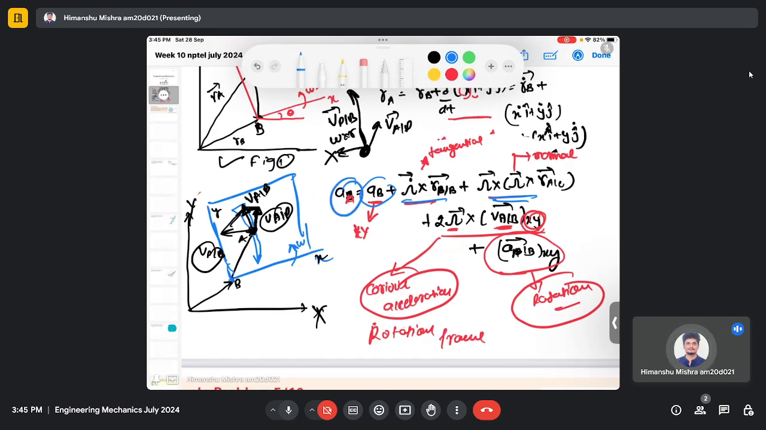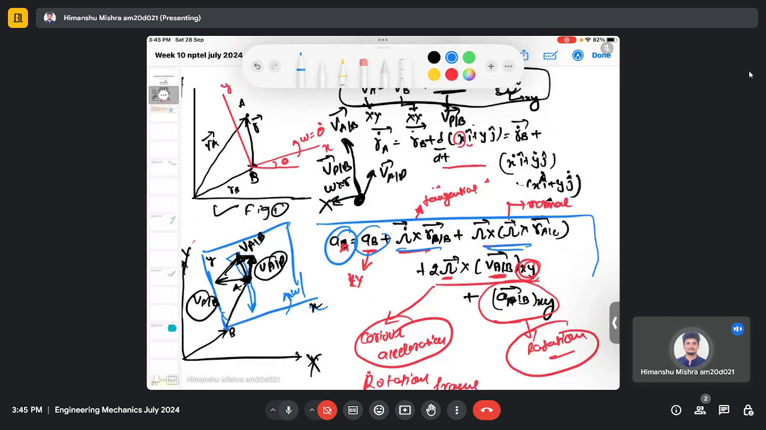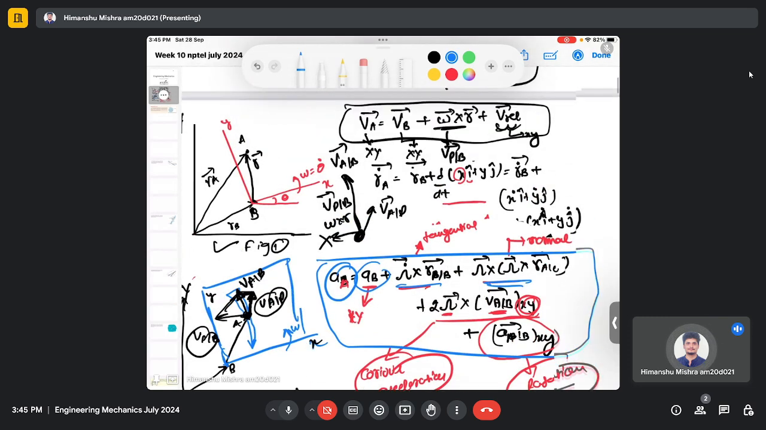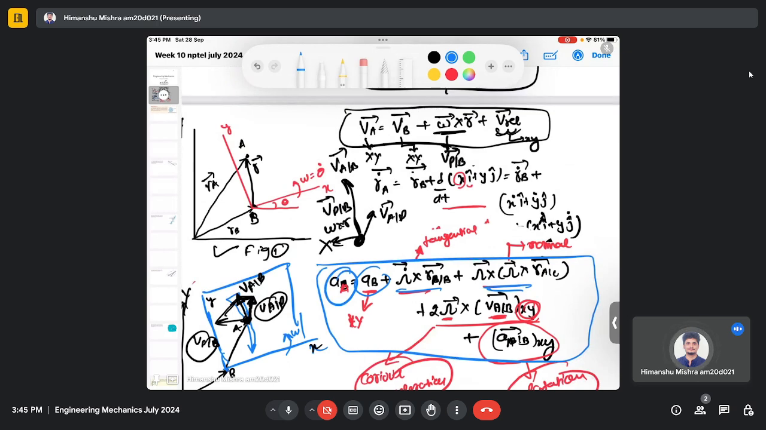So we are going to use these two expressions here to find the velocity and acceleration of a given point, or to find the relative velocity and relative acceleration, or it could also be the angular velocity and angular acceleration, and so on. So let's start with solving a problem.